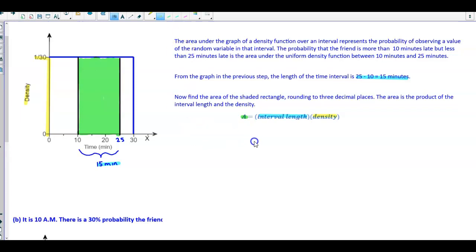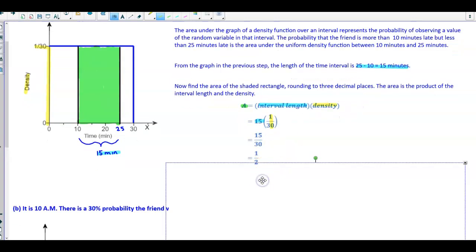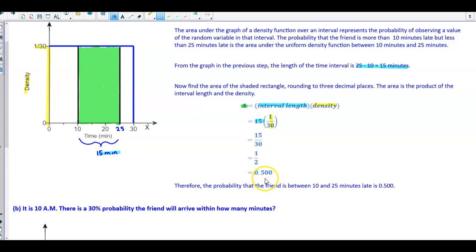So now let's fill in our formula to find the area. Again, we know that the interval length is 15, and we know that the density is 1 over 30. So if we take that 15 and multiply it by 1 over 30, that's 15 over 30. When we reduce that fraction, we get 1 over 2. Now again, they want us to round to 3 decimal places. So 1 over 2 is the same thing as 0.500. Therefore, the probability that the friend is between 10 and 25 minutes late is 0.500.